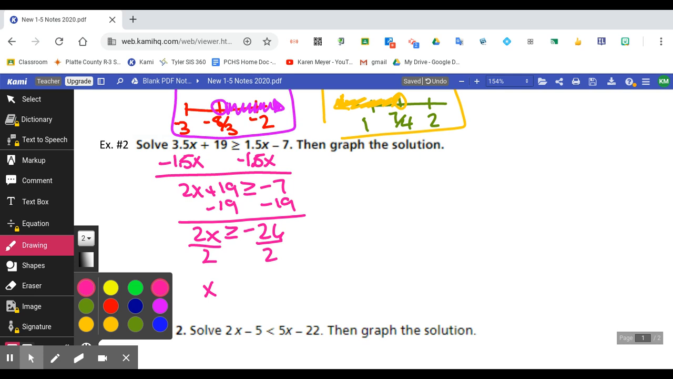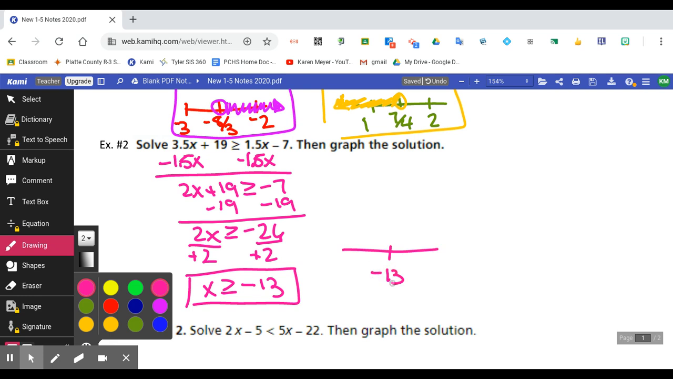And here's the correct answer. The correct answer is no, you do not, because in this problem, you are dividing by a positive 2. It doesn't matter if the top number of the fraction is negative. What you have to focus on is that bottom number of the fraction. And that bottom number is a positive 2, so we are not changing the inequality. So you should have x is greater than or equal to negative 13.